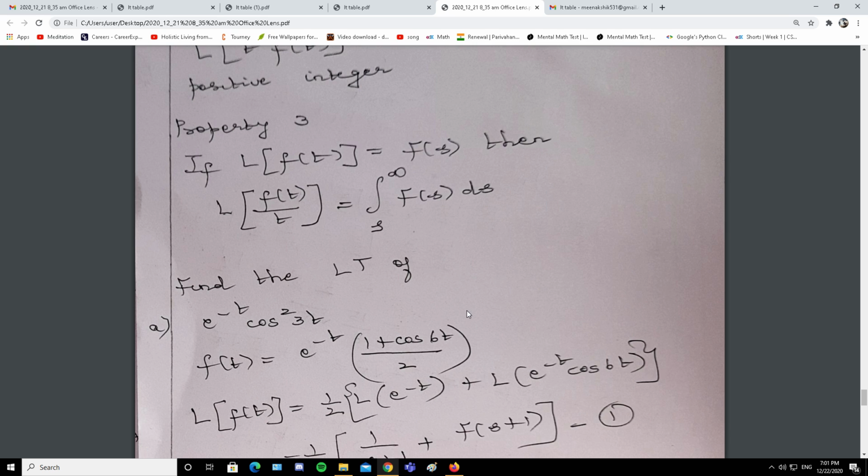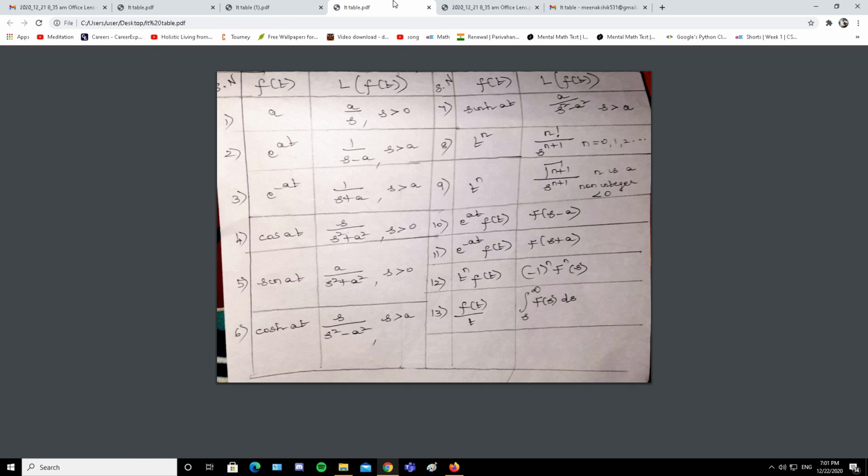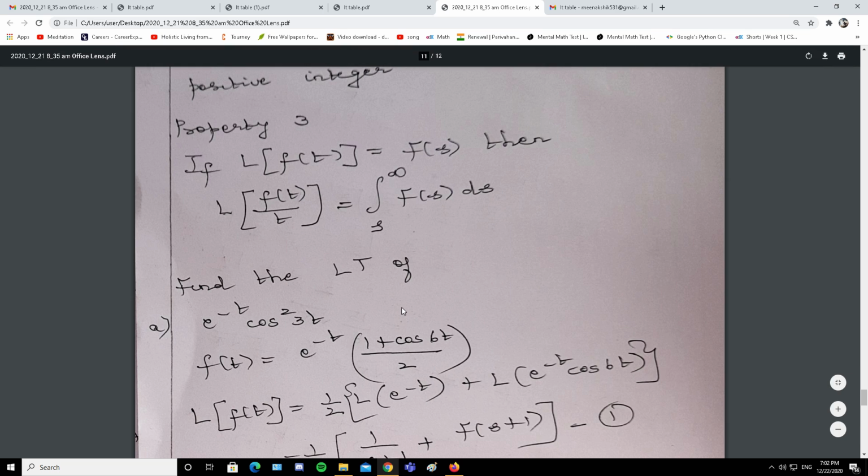Now, we'll discuss problems using all the three properties. I have shared the properties in the table. The first two are shifting properties. Whenever you have the product e power at f of t or e power minus at f of t, it means shifting property. When you have the product t power n f of t, it means derivative of the transform. Or if you have the f of t by t form, you have the Laplace as integral s to infinity f of s ds. So easily you can identify the type.